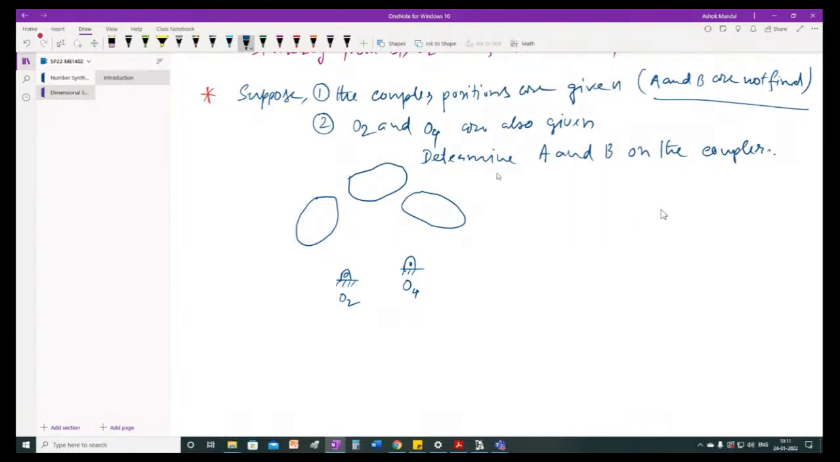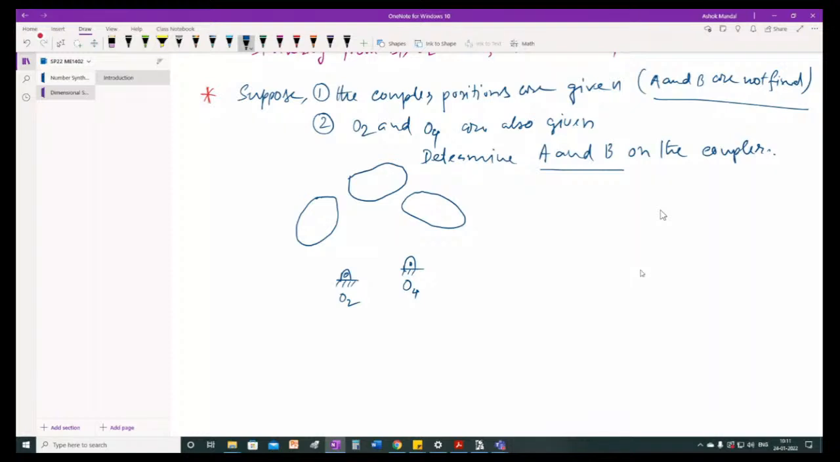Here we need to determine this. Draw a circle keeping O2 as the center. To get A, what should be the length of the radius of the circle? That has to be calculated.